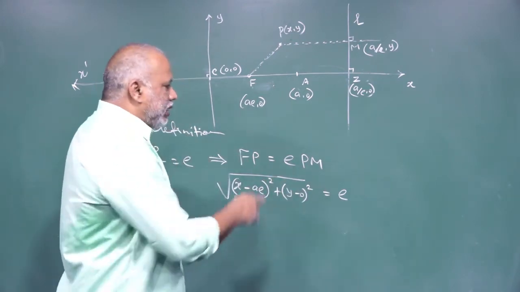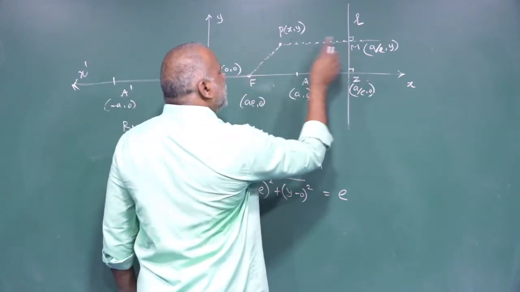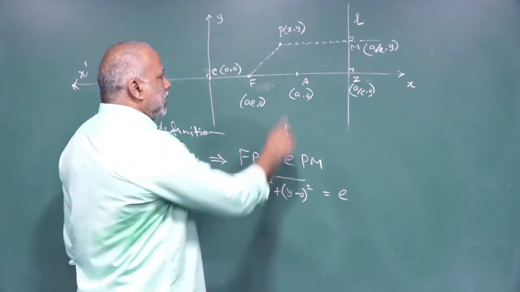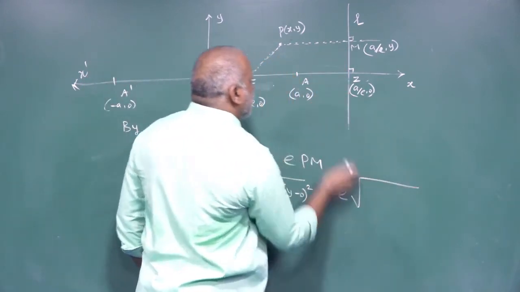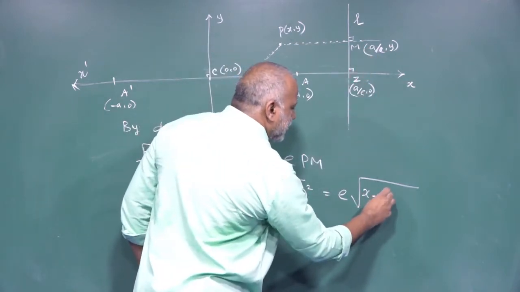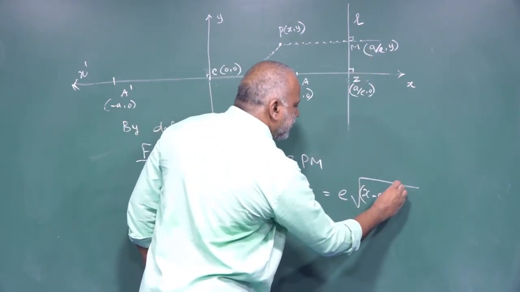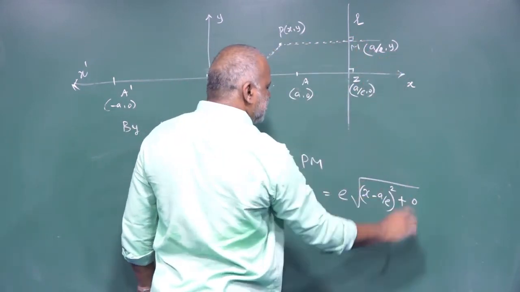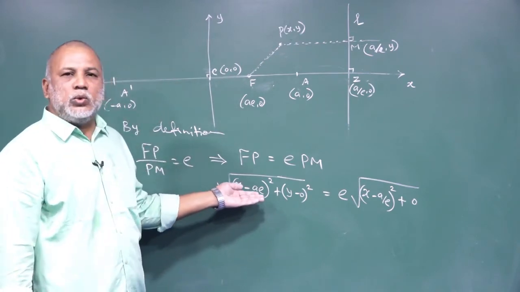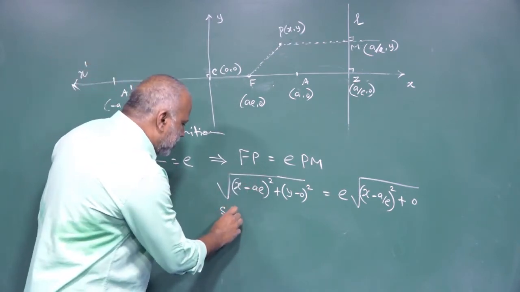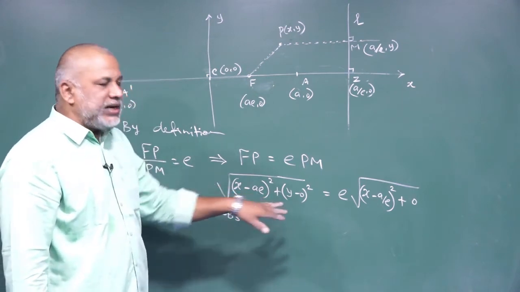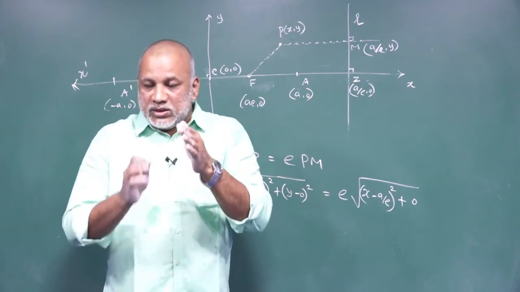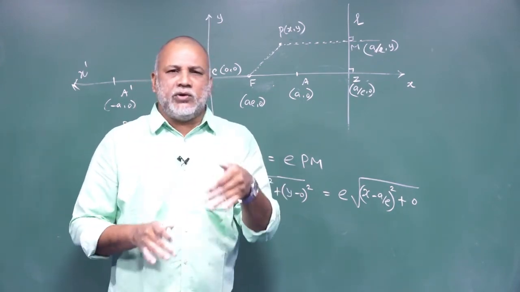E is here unknown. What is the meaning of PM? PM is also the distance between 2 points here. Just to work out once again, square root of x minus A by E the whole squared plus y minus y, which becomes 0. So we want to remove the root, then squaring both sides. After that, we have to expand this one. We are able to get the equation of the ellipse. So this is the theoretical concept. Very, very important for your knowledge.